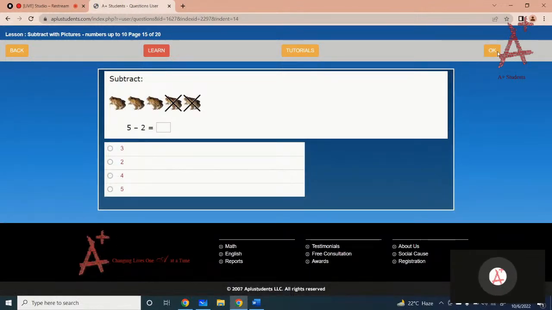Okay, subtract. You have five of the frogs, two of them are crossed out. So that means when you start with five, take away two, how many frogs are you left with? You have to count the ones that are not crossed. So they are one, two, and three. Very good. Three. That means five take away two is three. So here you have three. Select the correct option and click on the OK button.